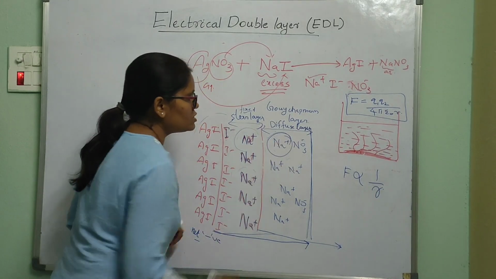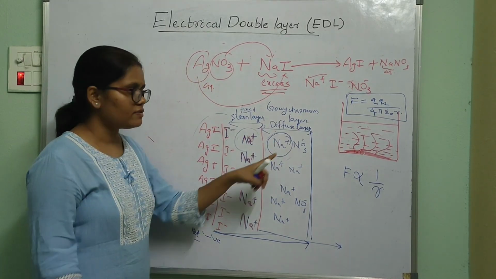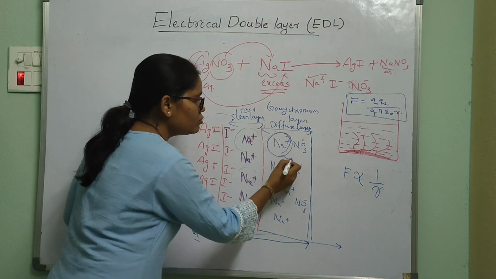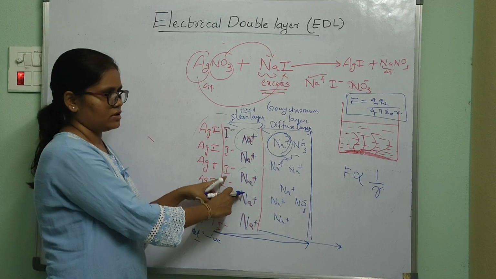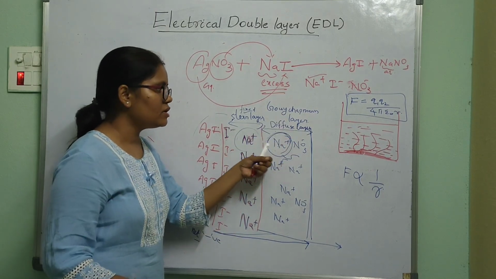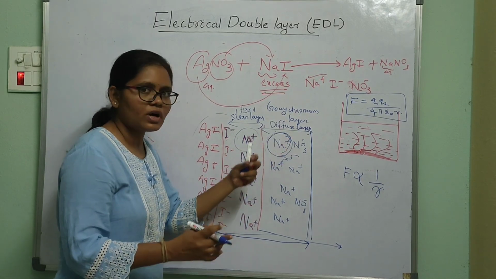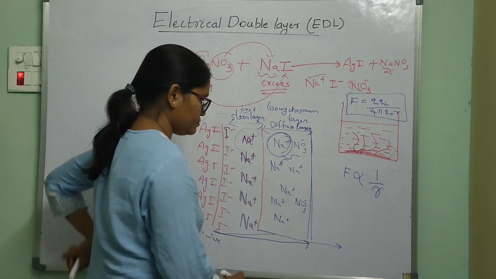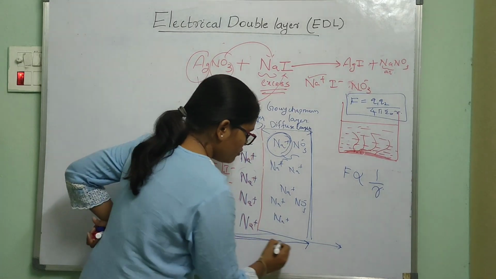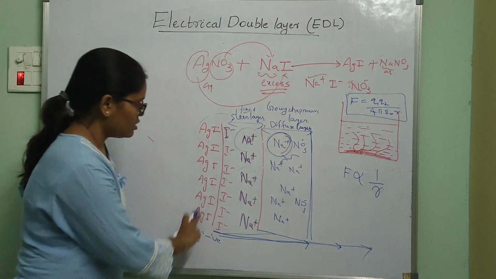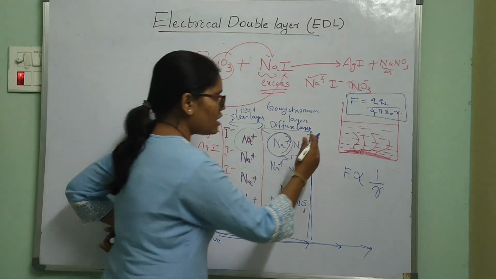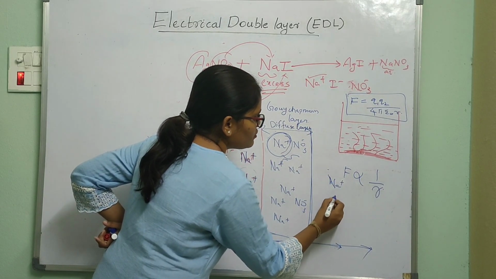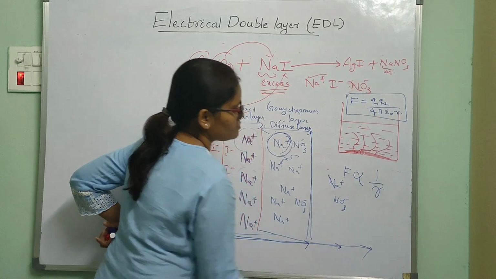So the positive ions, which are also called counter ions, are more free to move when compared to the Stern layer. Therefore, it is called the diffuse layer. Their motion or diffusion is not as restricted as the counter ions in the Stern layer. And as you move far away from this colloidal particle, after a certain distance, what will happen? The number of positive ions will be equal to the number of negative ions.